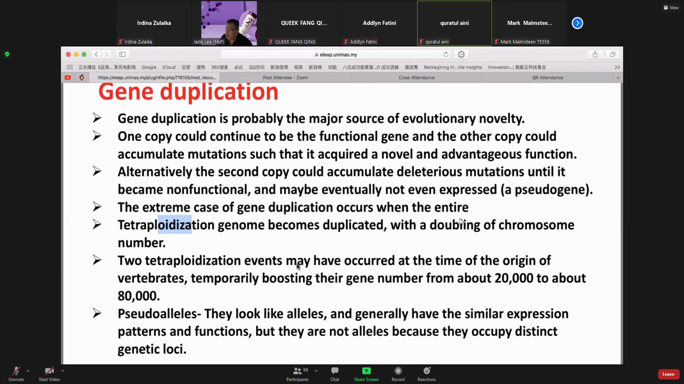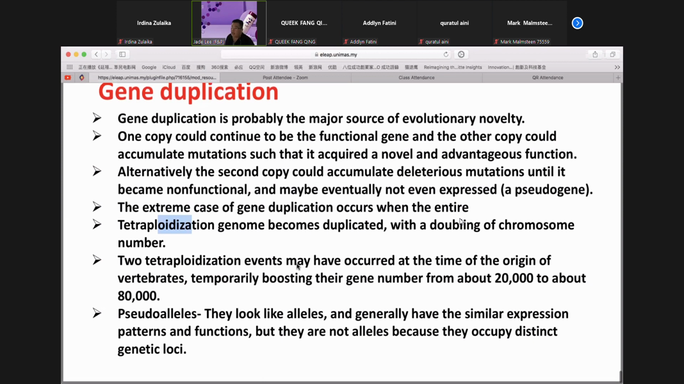Okay, so the 2 tetraploidization events may have occurred at the same time of the origins of the vertebrates, temporarily boosting the gene number from, contohnya, 20,000 to about 80,000. So tetra, that's been the time 4, so from 20,000 to 40,000. And we have the pseudo alleles as well. They look like alleles, but generally have the similar expression pattern or function, but they are not alleles because they occupy the distant genetic loci.